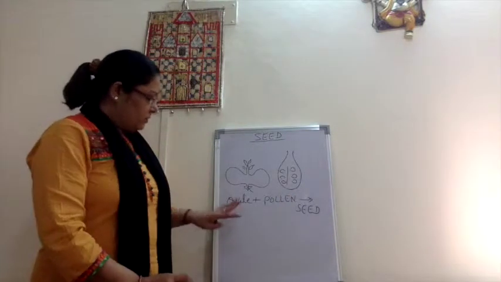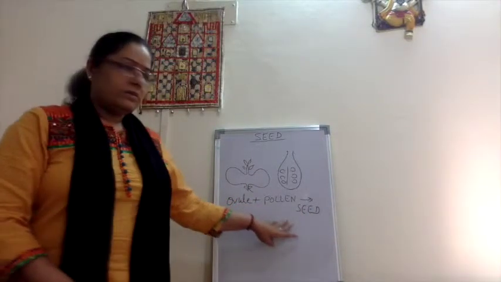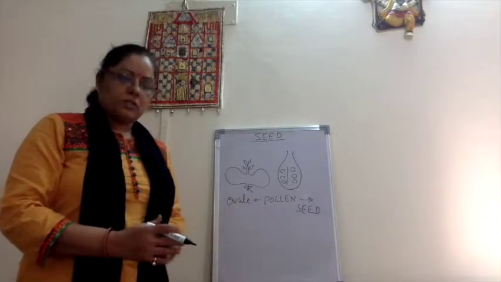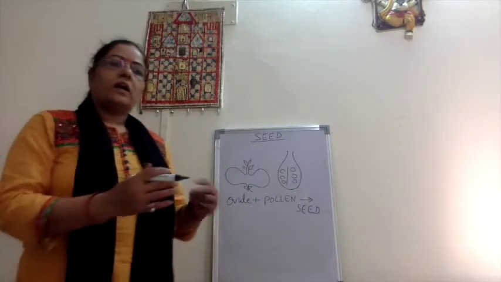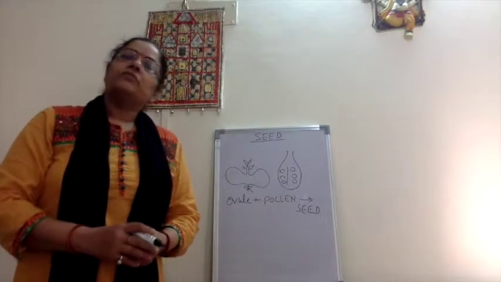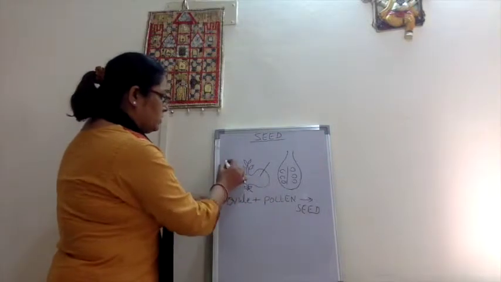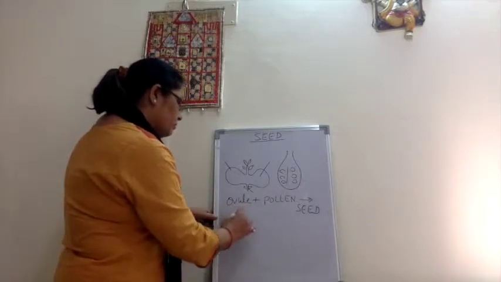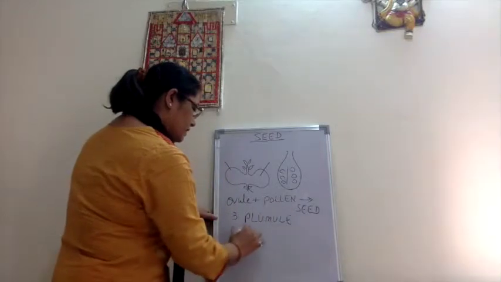Now seed particularly has four parts. Number one, outer seed coat, which is a hard, tough, brownish structure. And second, cotyledons. Cotyledons are the food storage organs in the seed, in which food is stored. These are cotyledons. And third is plumule. And fourth is radicle.